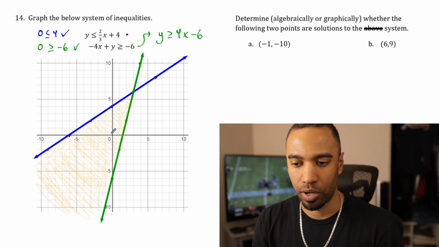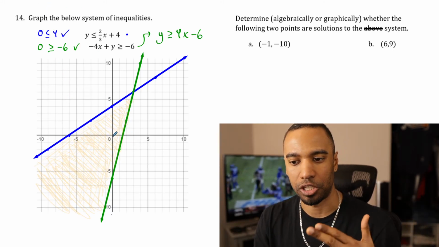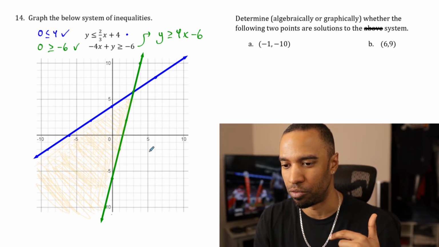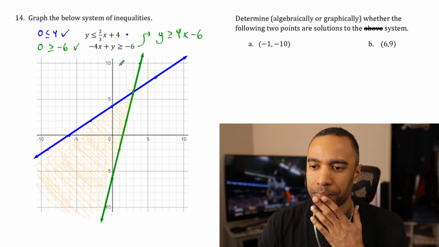Now let's say 0 only worked for the blue thing, but not for the green. That means I am not shading in the right spot here. What would work yes for blue and no for green, I guess, would be over on this side, something like that. Okay, what else do I got to do?